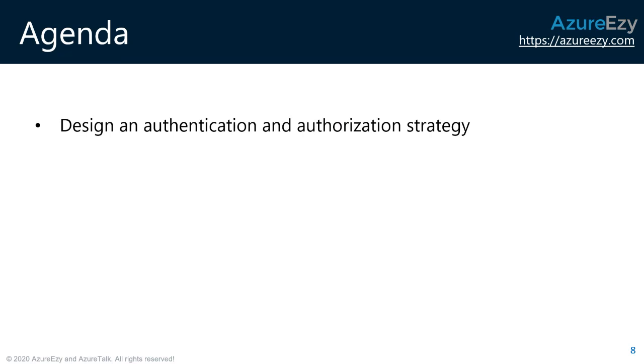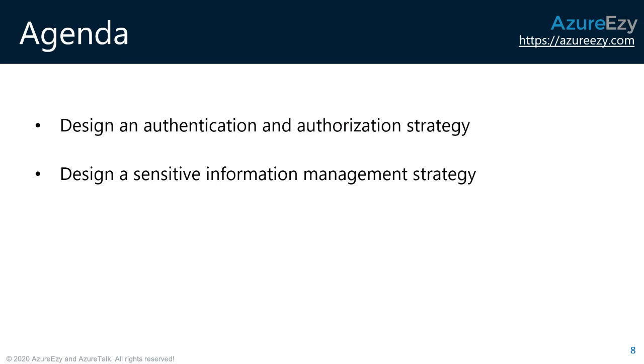The first thing we are going to discuss is how you design an authentication and authorization strategy. What are the tools that can help you there? The second thing we are going to talk about is sensitive information management strategy. How do you take care of your secrets? What are the tools and features available that can help you manage your secrets in the environment? And then we will be talking about security and compliance. How do you make sure that your enterprise is always compliant and always secure? How do you maintain all those things? We'll be talking about some of the tools available there.